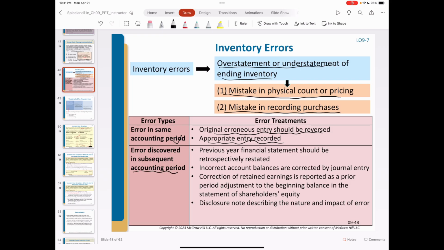If the error was discovered in subsequent accounting periods, the previous financial statements should be restated. Incorrect account balances are corrected by journal entries. In addition, the correction of retained earnings is reported as a prior period adjustment to the beginning balance in the statement of shareholders' equity. The company also needs to disclose the nature and impacts of the error on the financial statements.